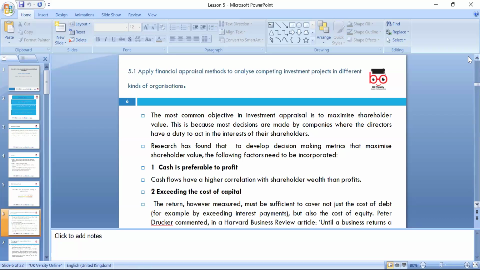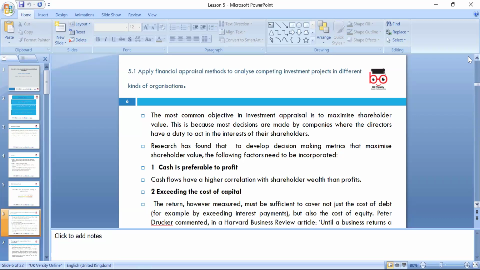Research has found that to develop decision-making metrics that maximize shareholders' value, the following factors need to be incorporated. Cash is preferable to profit, because in appraisal we look at the inflow and outflow of cash: how much money comes in and how much goes out of the business. That is quite crucial.